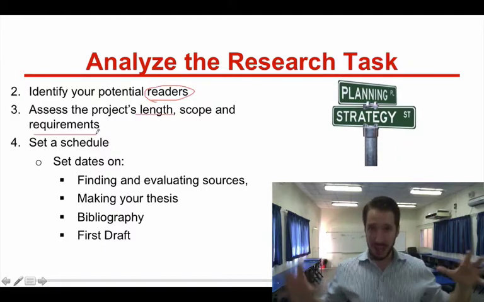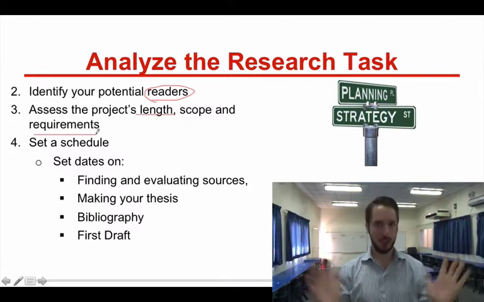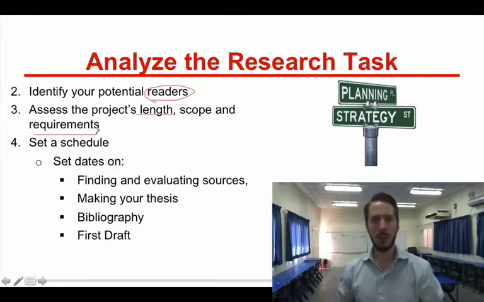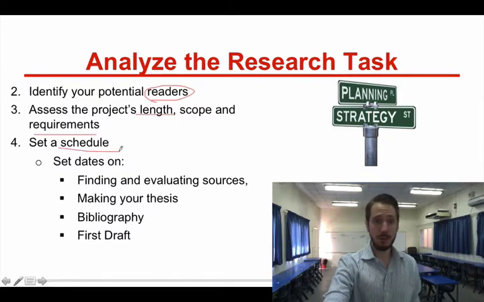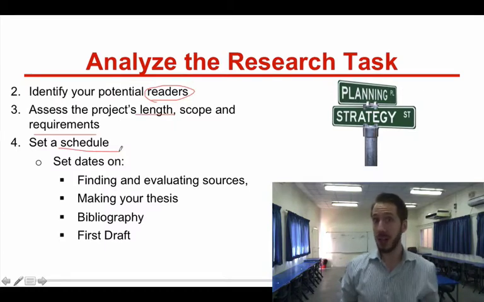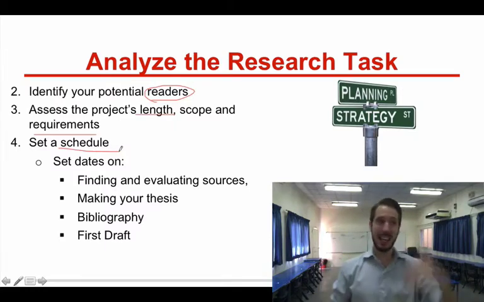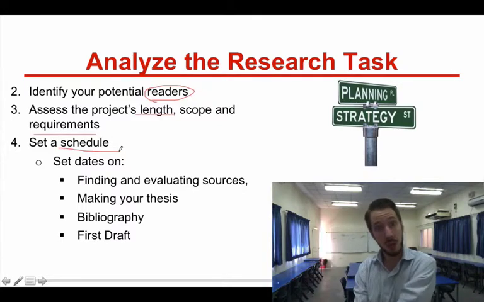After you've done all that, you've kind of gotten the lay of the land, you've figured out what you have to do, what kind of argument it is, who your readers are, what the requirements are. Make a schedule. It's the old phrase, if you fail to plan, you plan to fail. If you just think you're going to do it and you haven't set a schedule, then you've really got nothing hanging over your head that will try to motivate you to do this research.